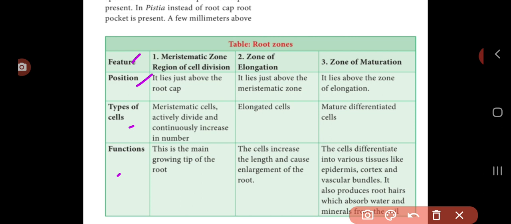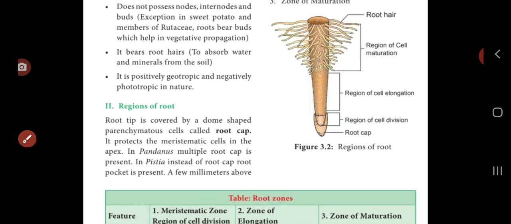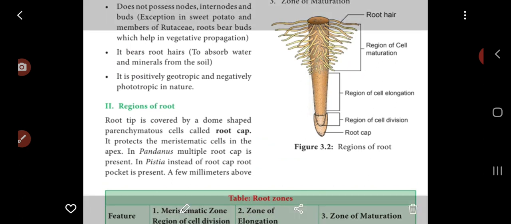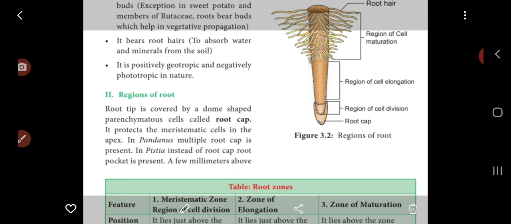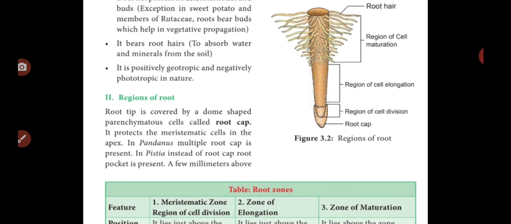First one, meristematic zone. The position of this is it lies just above the root cap. The meristematic zone எங்க இருக்கு? It lies just above the, see this picture, root capக்கு மேலே. So it lies just above the root cap. So this is here above the root cap only, the region of cell division is present.